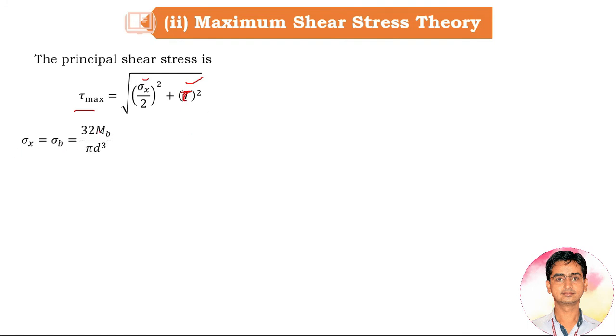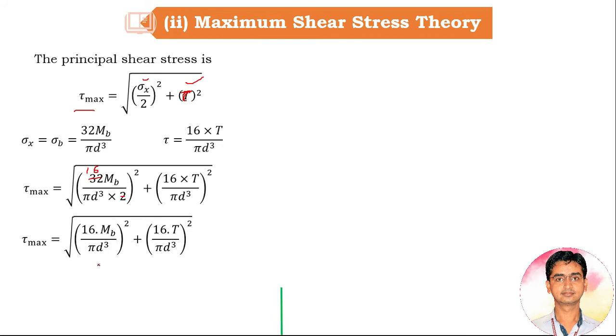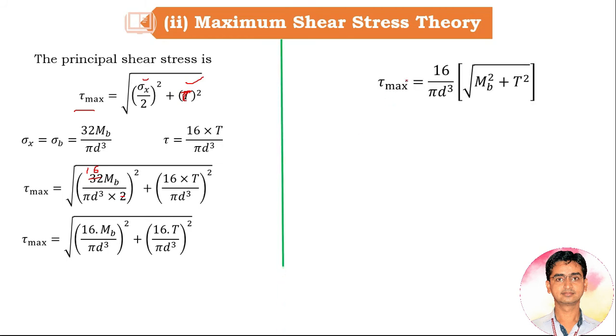We know the same values: sigma x is equal to 32 Mb divided by pi d cube, and tau is equal to 16 T by pi d cube. So these two values we will put in the above equation, and in a similar way, these will get cancelled. So here it is 16 by pi d cube, which we take outside. Then we get 16 by pi d cube times, in the bracket, the square root of Mb squared, the bending moment squared, plus T squared, the torque squared. So this is the equation we get, the maximum shear stress produced in this shaft.